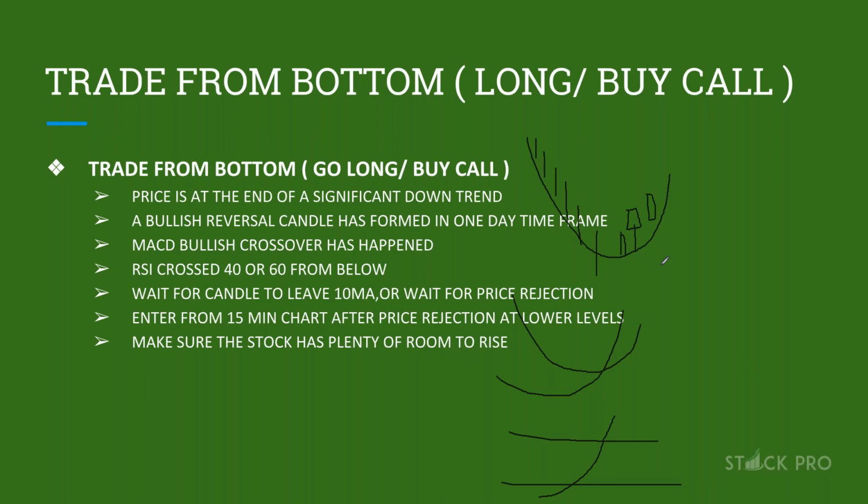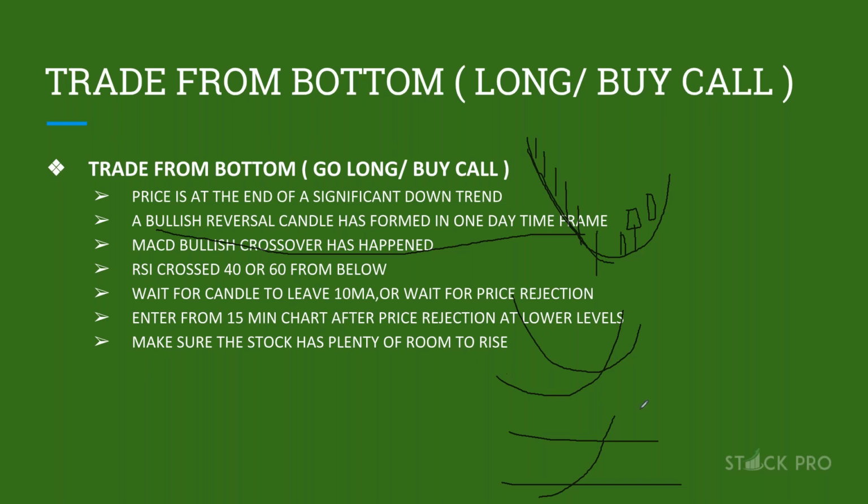What does it say? Price is at the end of a significant downtrend. So price has been falling down, and the bullish reversal candle has formed. What are the bullish reversal candle patterns? You have the bullish engulfing, bullish harami, piercing candle, then you have morning star. These are your reversal patterns.